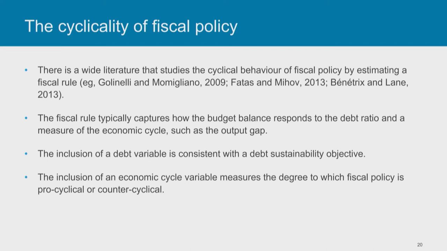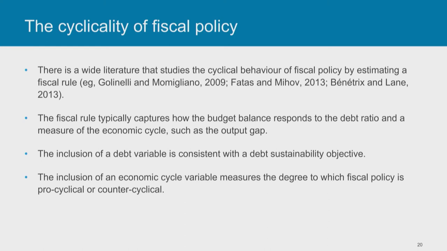We now turn to studying the cyclical behaviour of New Zealand fiscal policy. In line with a large literature, we will estimate a fiscal rule. A fiscal rule typically captures how the budget balance responds to the debt ratio and a measure of the economic cycle, such as the output gap. The inclusion of a debt variable is consistent with a debt sustainability objective, and the inclusion of an economic cycle variable measures the degree to which fiscal policy is pro-cyclical or counter-cyclical.